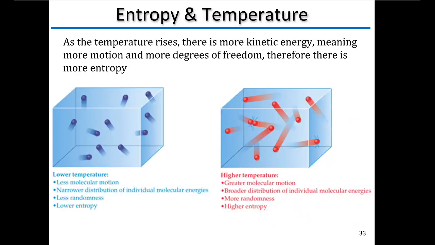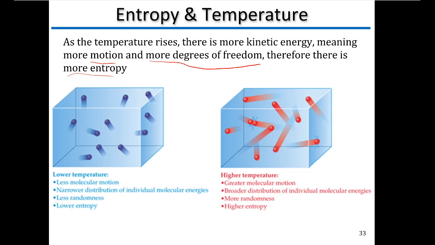Let's first talk about temperature. As we raise the temperature, there's more kinetic energy, meaning there's more motion. If we increase kinetic energy, we have more motion, and therefore more degrees of freedom, so we increase entropy. If you think about it this way, we have a relatively colder container with some gas molecules inside, and they're moving at a slower speed compared to if we were to increase the temperature.